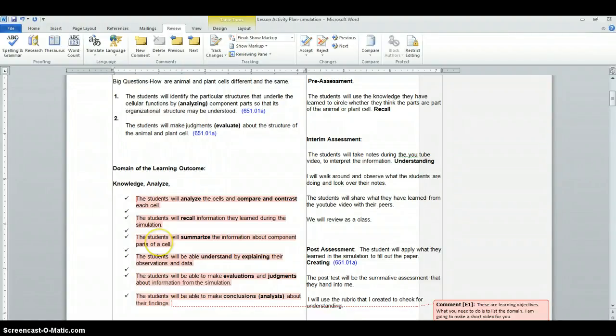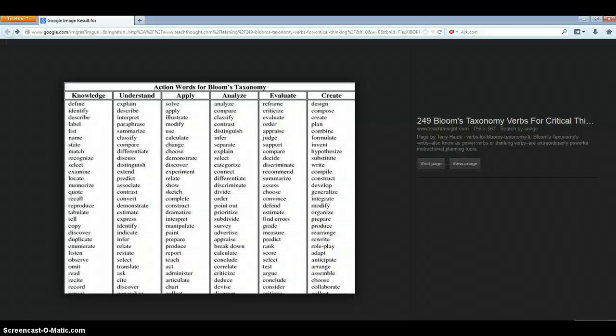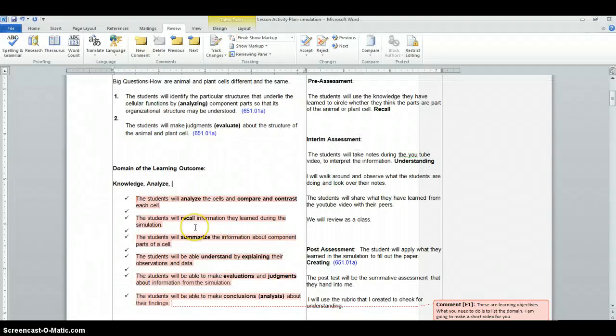We put a comma. Then the students will make judgments or evaluate. So if you are saying, let's check to see if you are correct. So if they're going to judge, it means that it falls under evaluate. That's the domain. So you just come here and put evaluate.